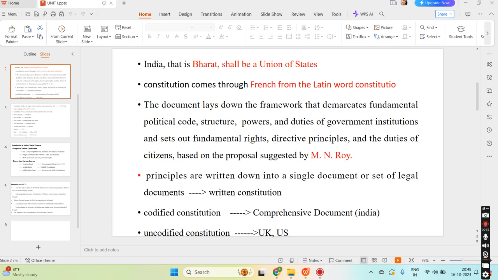In the Constitution of India, there are two types. The first one is the codified constitution and the second one is the uncodified constitution. Codified constitution means it contains a set of rules, regulations and laws written down into a single document. Our India comes under a codified constitution because it contains a set of rules, regulations and policies. Next one is the uncodified constitution. The UK and US come under uncodified constitution.